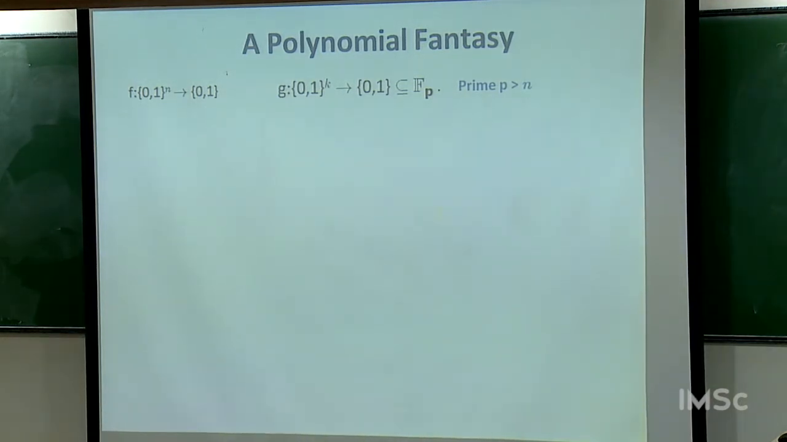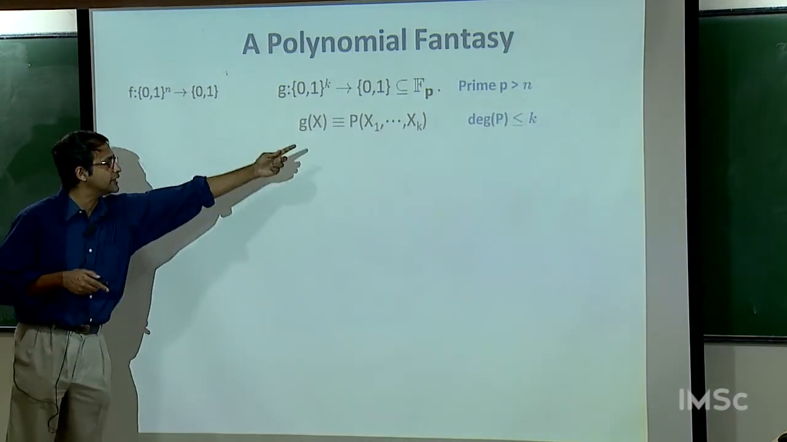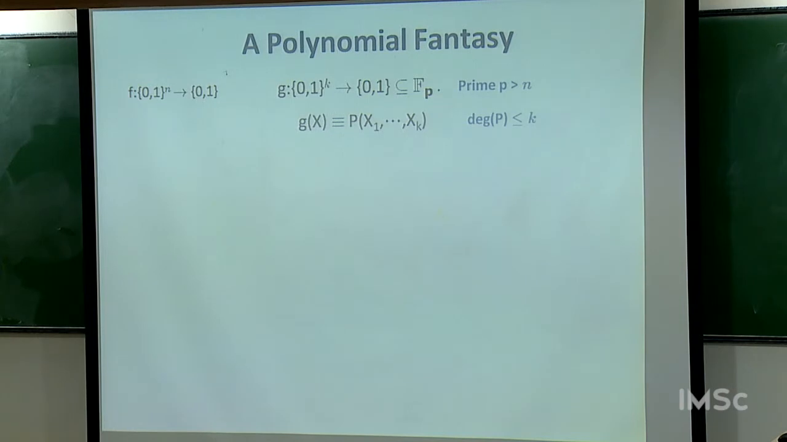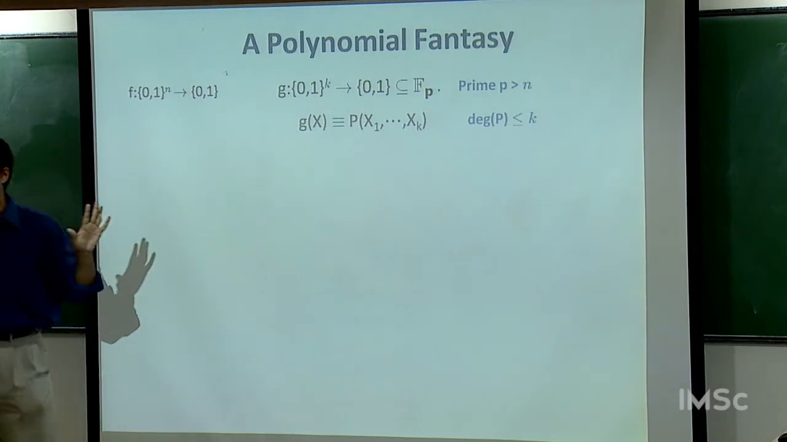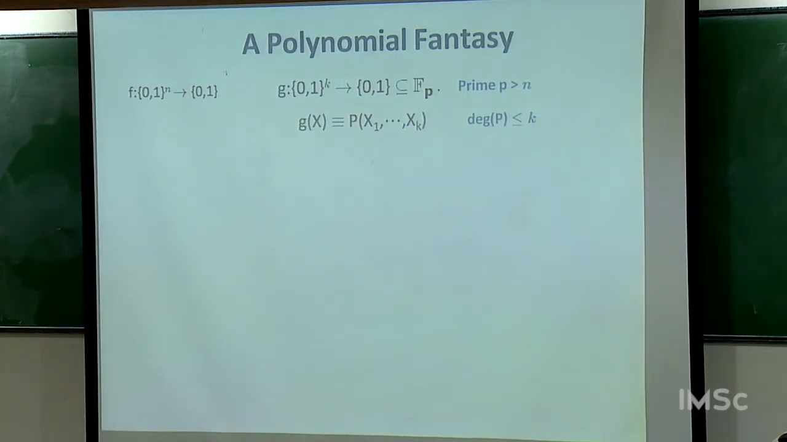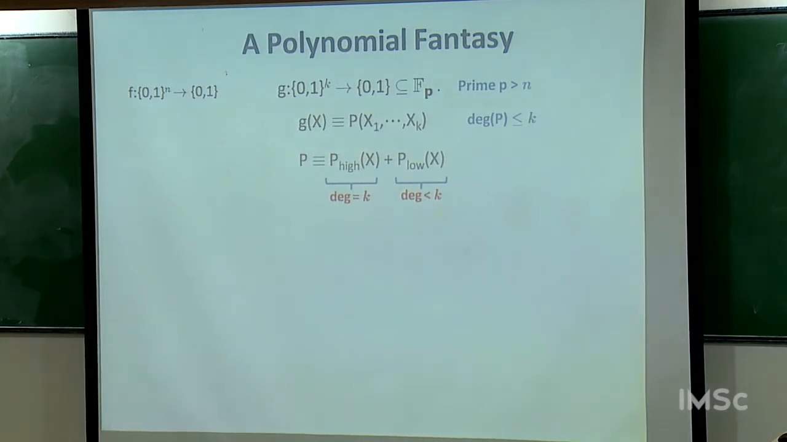So let me set up the polynomial setting. You have an inner function g which depends on k bits. Every Boolean function can be expressed as a polynomial, and the degree of that polynomial is at most k. This is a multilinear polynomial because the function is over the Boolean cube, so xi squared is xi. Now I express this polynomial in two parts: the offending part which has high degree, perhaps degree equal to k, and the low degree part. Low degree for us will be degree less than k, because degree less than k can be handled by k players.